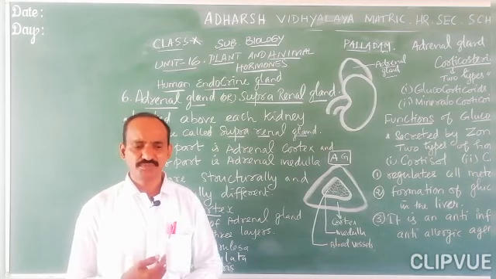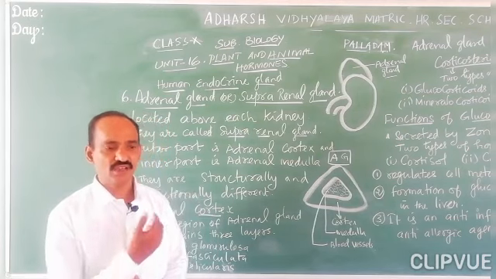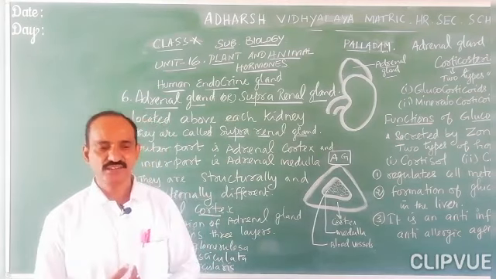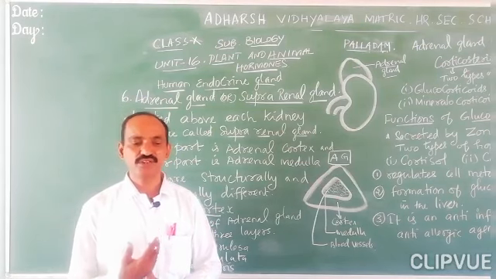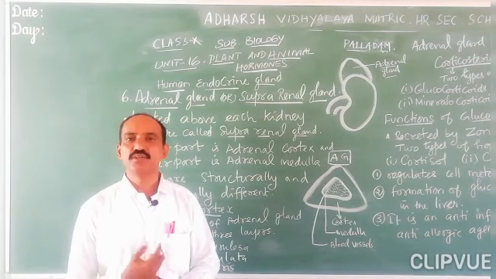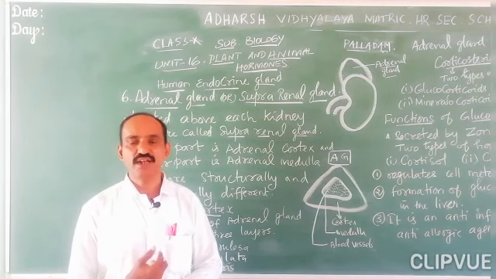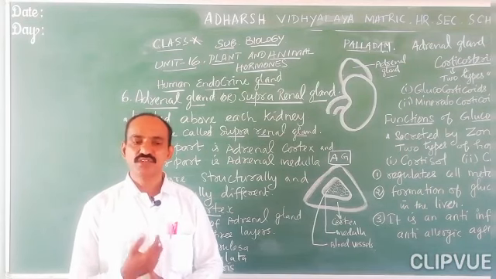Next gland, we are going to see adrenal gland. Last class we studied pancreas. What is the importance of pancreas? Pancreas is located in the loop of the stomach and duodenum. Pancreas contains dual glands, that is exocrine and endocrine.